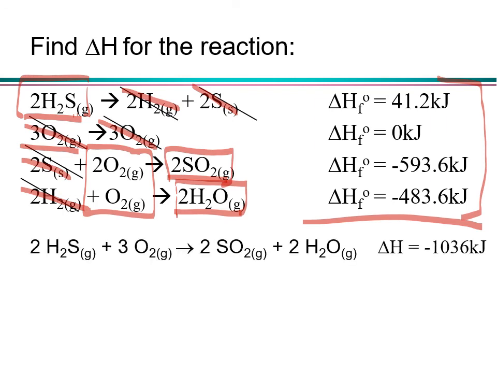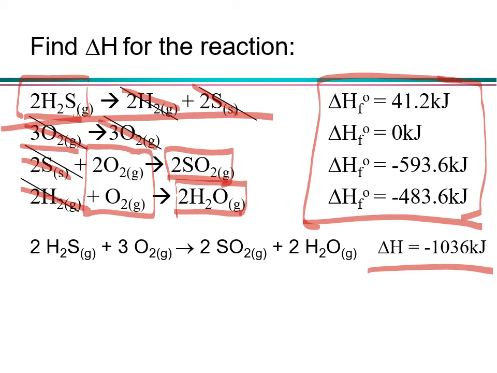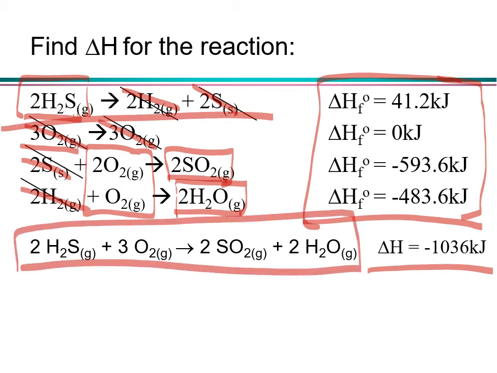And there we are. We have got our target reaction, and we sum up the delta H's, and it is negative 1036 kilojoules. So we don't need to be given reactions to find our target reaction anymore, because we have these delta H values from a table, and we know how to write our own formation equations that we can then add together to give us our overall target reaction.